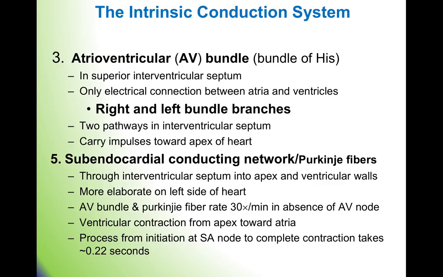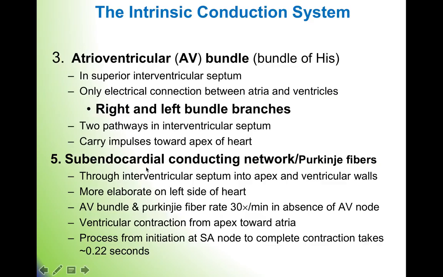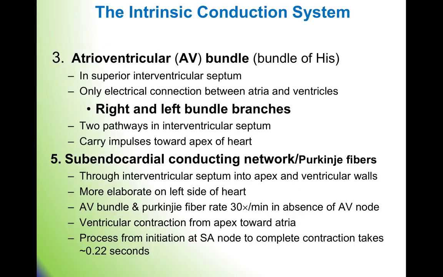Now, the signal from the AV node gets passed down to the next structure, which passes through the superior region of the septum. So this is the septum, this area in the middle in the pink. This is the superior region of the interventricular septum, creating your AV bundle, or bundle of His. This structure is basically going to spread the signal to the rest of the right and left, and it continues to branch into the right and left bundle branches. Sorry, this is supposed to be number 4.